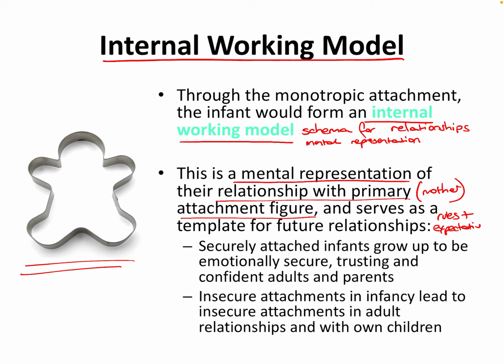So, what does this really look like? If infants are securely attached to their caregivers, so the caregiver has provided sensitive responsiveness, lots of opportunities for interaction, they're loving and caring, then the infant is going to form what's called a secure attachment. A securely attached infant is going to grow up to be emotionally secure, trusting, confident in childhood, in adulthood, in romantic relationships, and as parents themselves. So attachment quality is transmitted from one generation to the next. So it's likely that securely attached infants will grow up to be parents that also have securely attached infants.